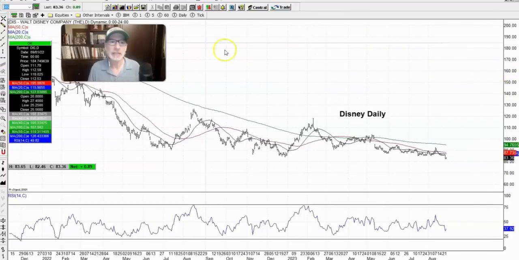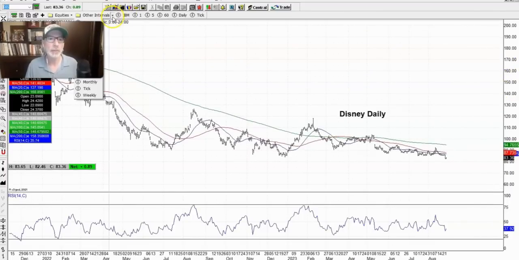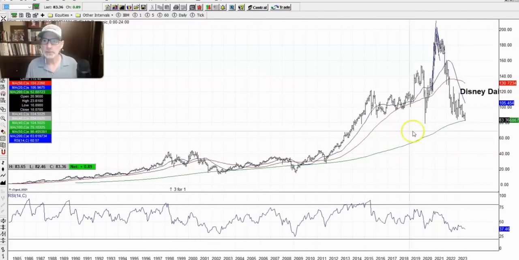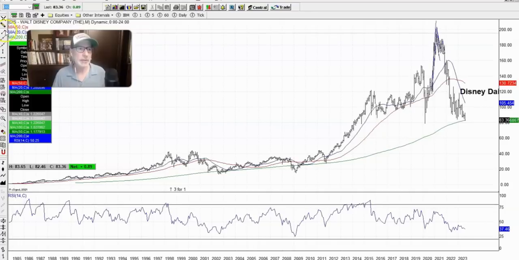But Disney is getting closer to the COVID bottom. Let's go out to the monthly chart here for Disney. All right, so the COVID low was just below $80. Let's draw a support line here, right around the 80 level, maybe 79. So this is the area where Disney's going to have some support.